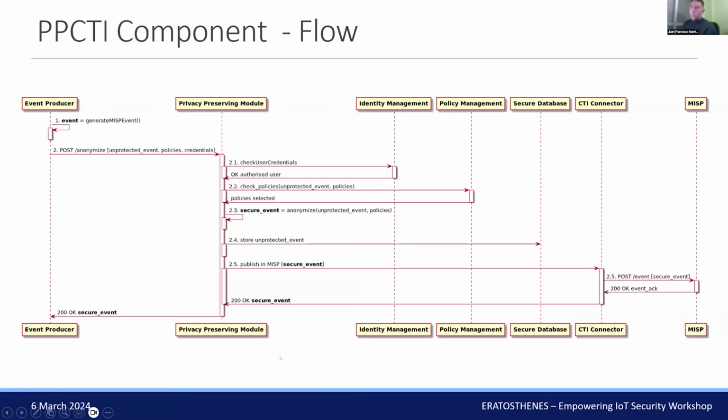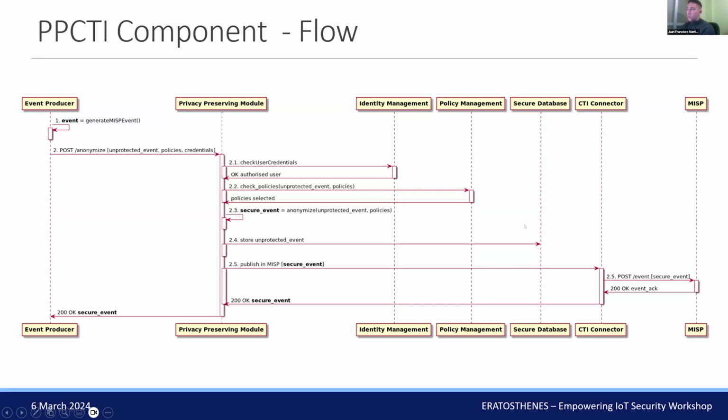And the way it works is, first, the producer, or whatever the EDS, triggers the alert. The alert goes with a set of policies. First, the user is authenticated against the EDM. Then the policies are checked in the policy management. Then the anonymization itself occurs here, and it applies the techniques that we have defined here in the policies over the event, the original event.